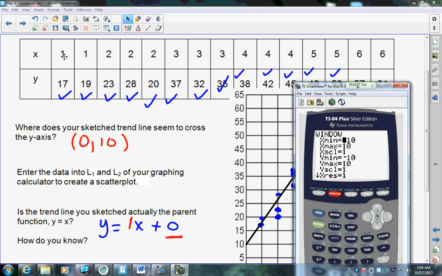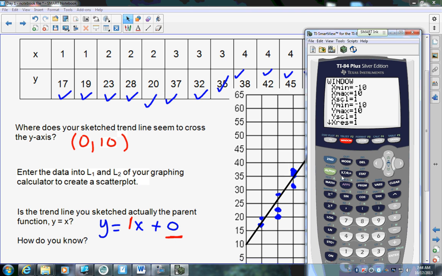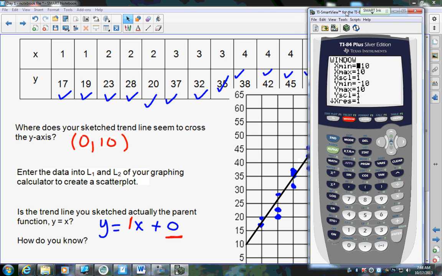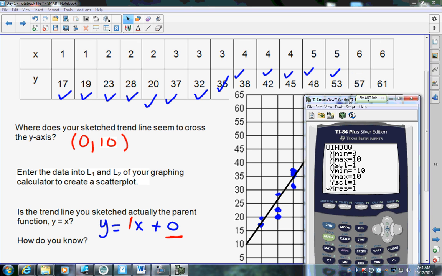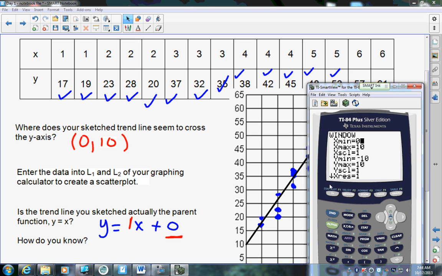my smallest x number is 1. So I'm going to go with a number a little bit smaller than 1, and make that 0. Okay, so my x minimum is 0. X maximum goes up to 6. X maximum 10, that works out. That's okay.